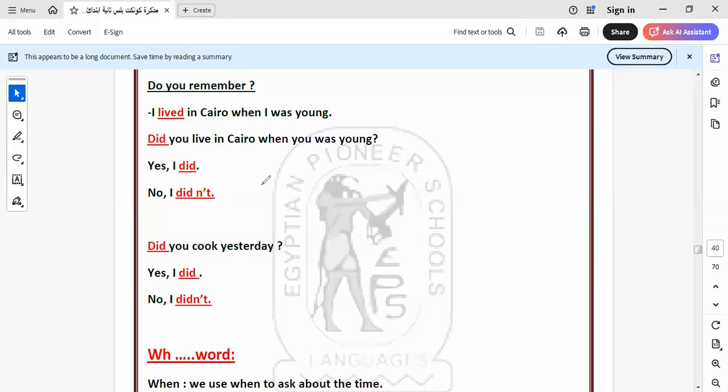Some of you say, when you say lived here, Miss Iman, what can we take? We take zero directly. Why zero, Miss Iman? Because as we told you before, did and does replace the conjugation of the verb. The verb must be written in the infinitive form. If we have did, the verb must be written in the infinitive form.